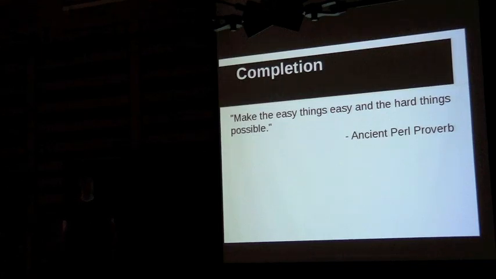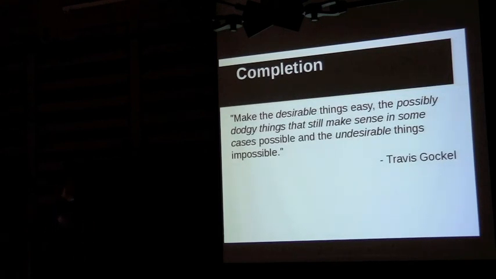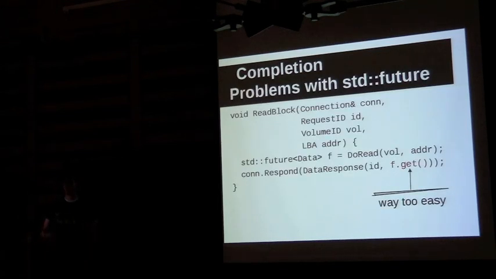So I'll refer to an ancient Perl proverb. You should make the easy things easy and the hard things possible. Revise that and say, make the desirable things easy, the possibly dodgy things that make some sense, in some cases to some people, possible, and the undesirable things impossible. You want to disable operations that you don't want. But operations should look like how you want to do them. If I don't want people calling this blocking function, I shouldn't make it as easy as calling get. That's asking for trouble.